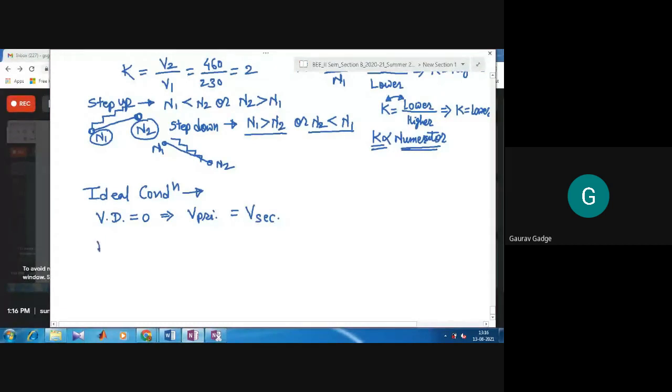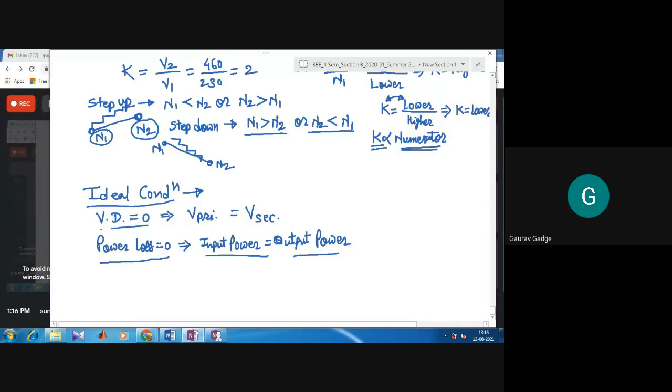There is one more condition for that. If power loss is equal to 0, it means what? The input power, that is primary power, is equal to secondary power, that is output power. Instead of secondary power, I just say output power. So input power and output power are both same under ideal condition when the power loss is equal to 0. So under ideal condition, voltage drop is equal to 0, power loss is equal to 0, therefore primary voltage is equal to secondary voltage, and therefore input power is equal to output power.